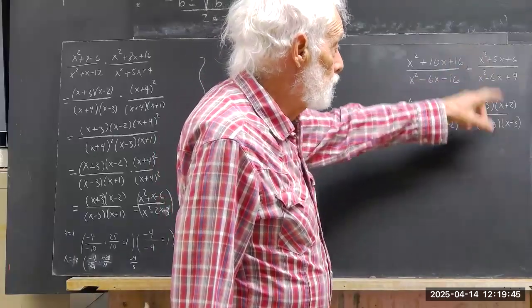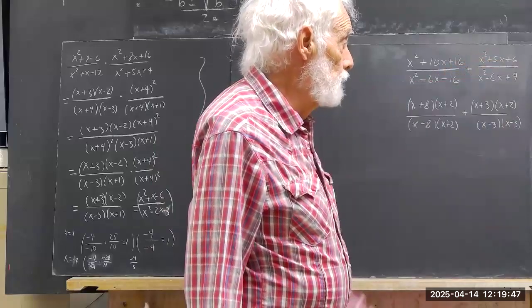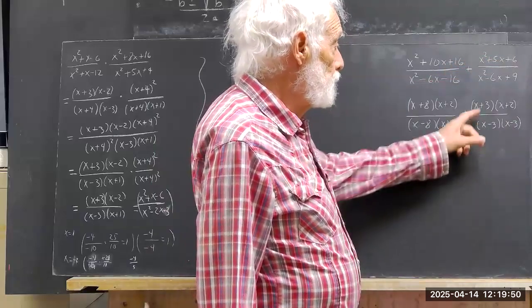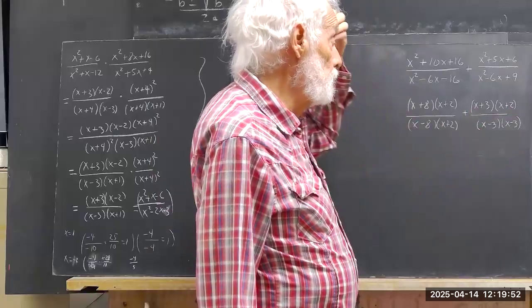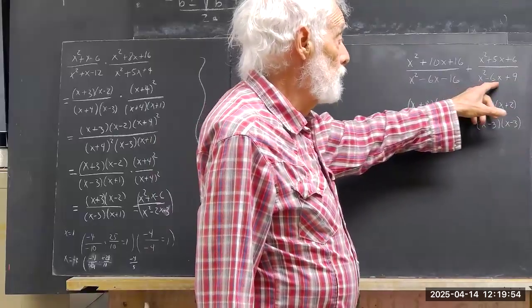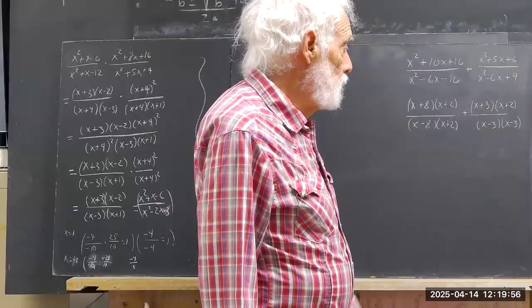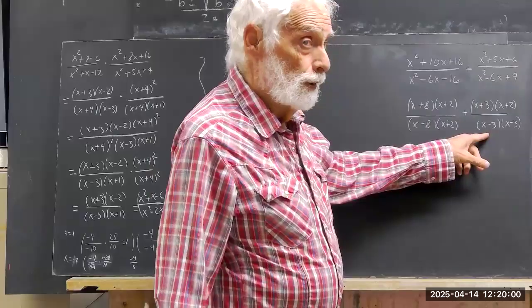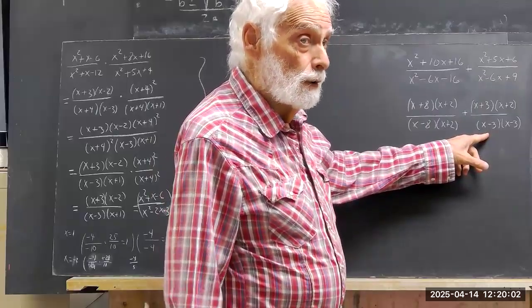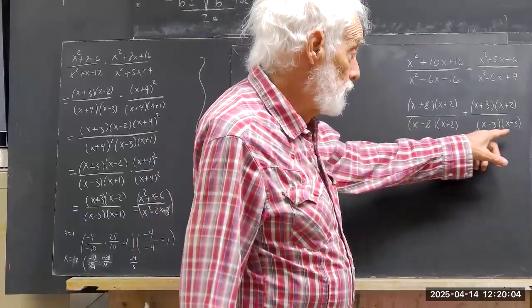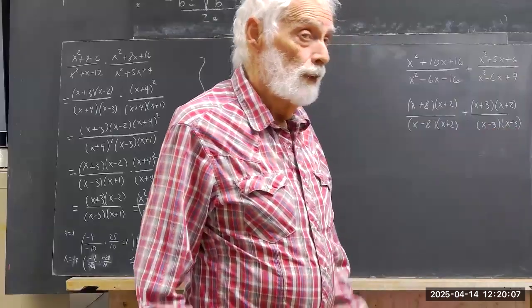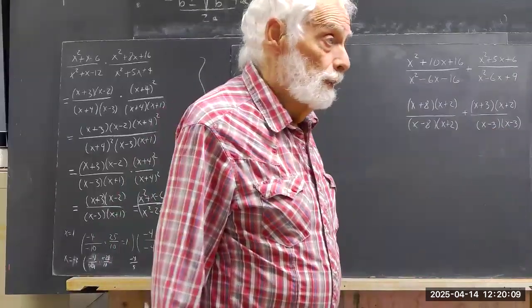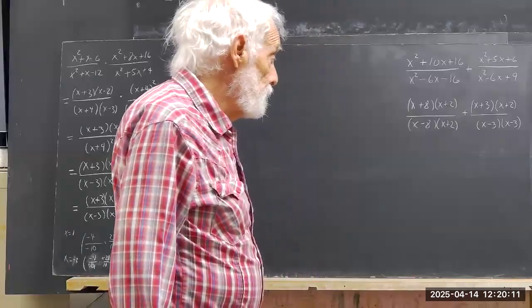The numerator of the second fraction is x squared plus 5x plus 6. That factors as (x plus 3)(x plus 2). The denominator is x squared minus 6x plus 9, which factors as (x minus 3) squared if you use the special product, or if you just do it by trial and error, it's (x minus 3)(x minus 3), which is the same thing as (x minus 3) squared.